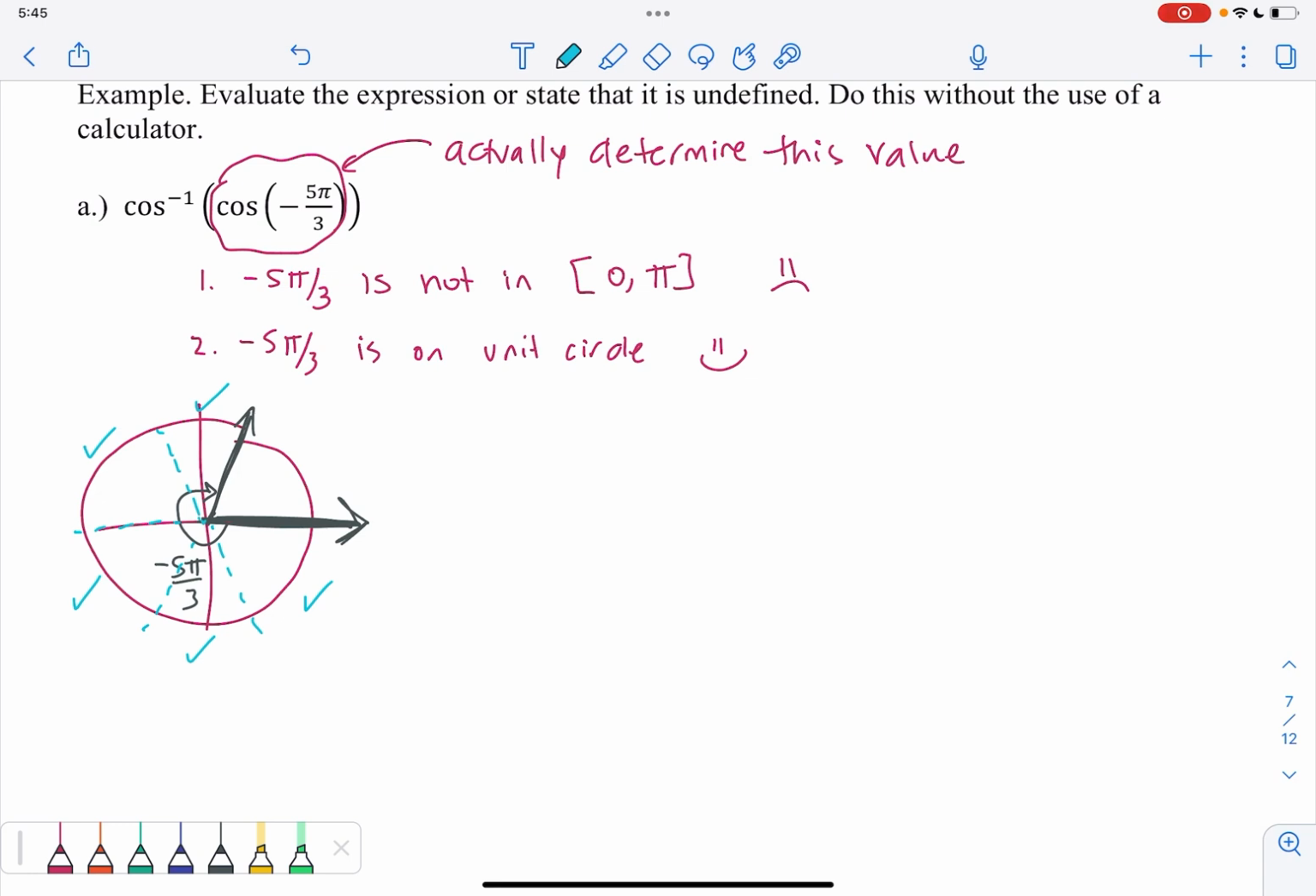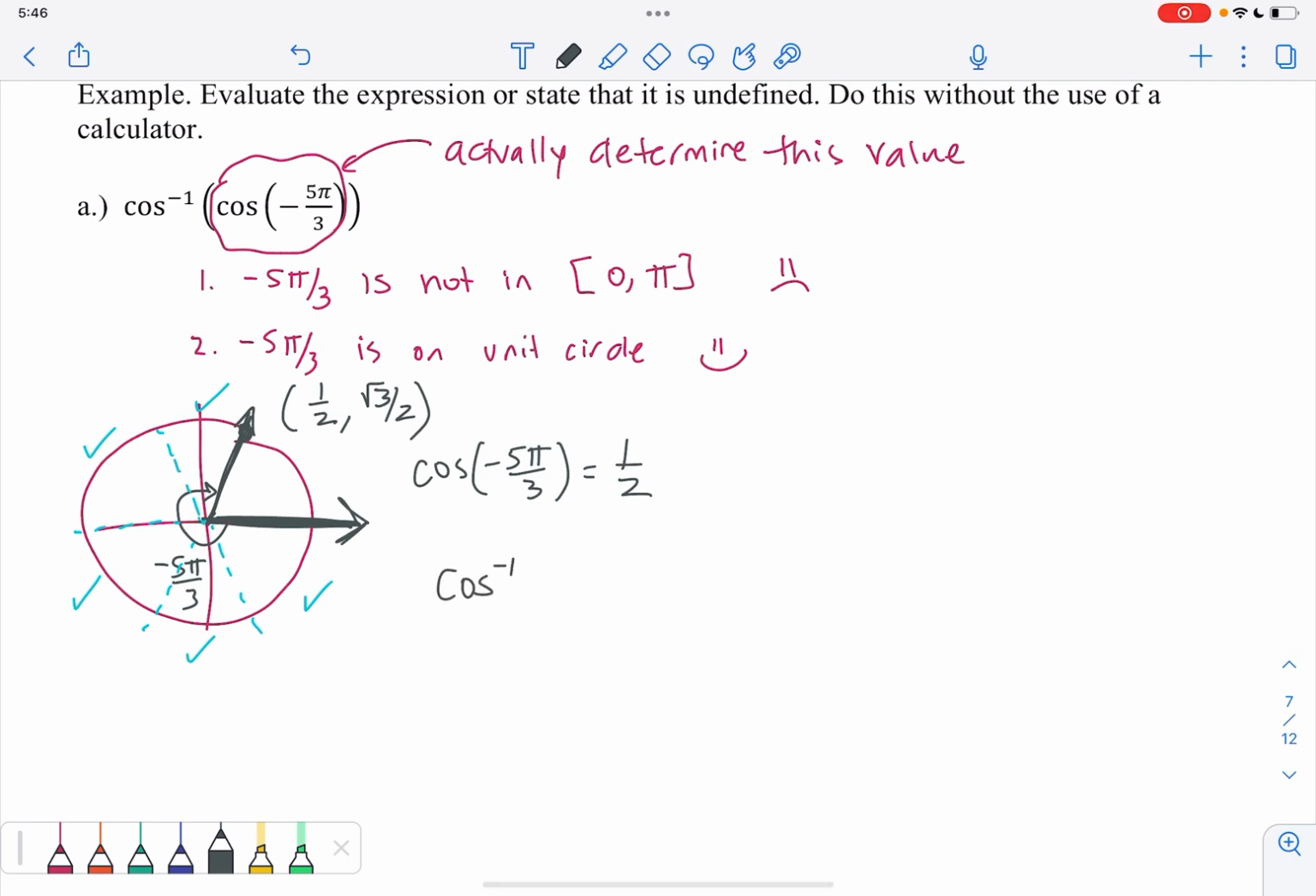Okay, so what am I doing there? So now I have some point, right? When I arrive, that intersects the unit circle. And this one is 1/2, root 3 over 2. And so what I can see is that cosine of negative 5 pi over 3 is equal to that x-coordinate, so 1/2.